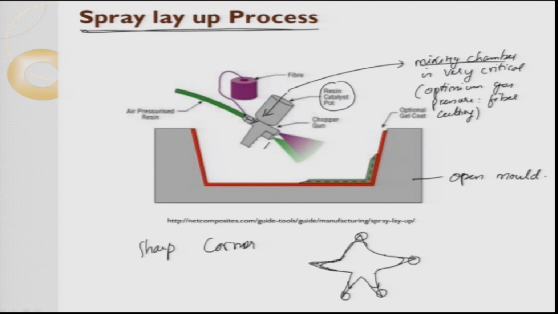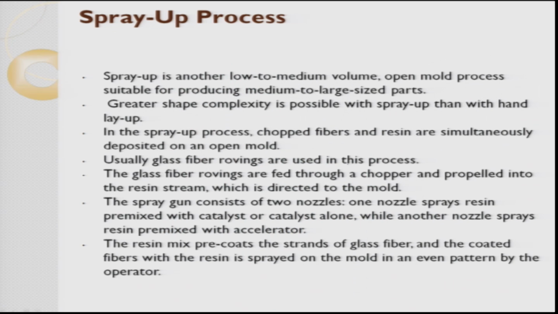In the spray layup process, wherever there is an intricate geometry, the air is at a high pressure, so the polymer gets mixed with air. Then it goes and occupies the sharp corners to get the required product. Rest all is the same. It is an open molding process. One side you get a good finish, the other side you get an unfinished or semi-finished part. Spray layup is another low to medium volume, open mold process.